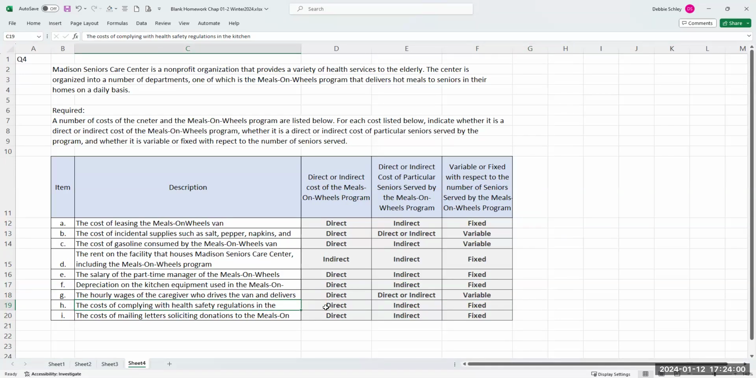H, the cost of complying with health safety regulations in the kitchen. Okay, so that's direct to the program. That cannot be traced back to any individual senior, so that is indirect, and this is a fixed cost. I, the cost of mailing letters soliciting donations to the Meals on Wheels program. That is direct to the program, indirect to each individual, and for whatever reason, they decided that this is fixed. So they must have a fixed number of envelopes that they mail out each month. And that is question 4.